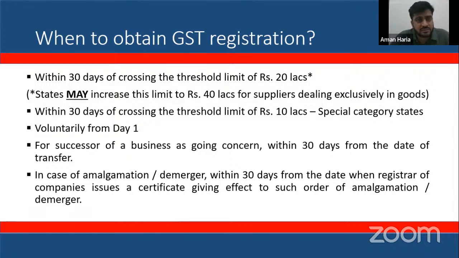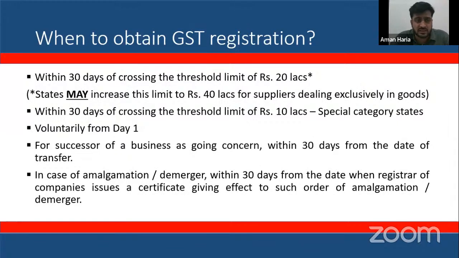So the first aspect, when you cross the threshold limit of 20 lakhs, once you have crossed that, within 30 days you are expected to obtain a GST registration. Now this limit of 20 lakhs has been modified in certain states because the law has been drafted in such a way that states have been given power to increase this limit of 20 lakhs to 40 lakhs. But it is with a caveat that it is only applicable for suppliers dealing exclusively in goods. So in case you are a service provider, the limit for you is 20 lakhs across India. However, for suppliers dealing exclusively in goods, your limit may be 40 lakh rupees for that particular state.